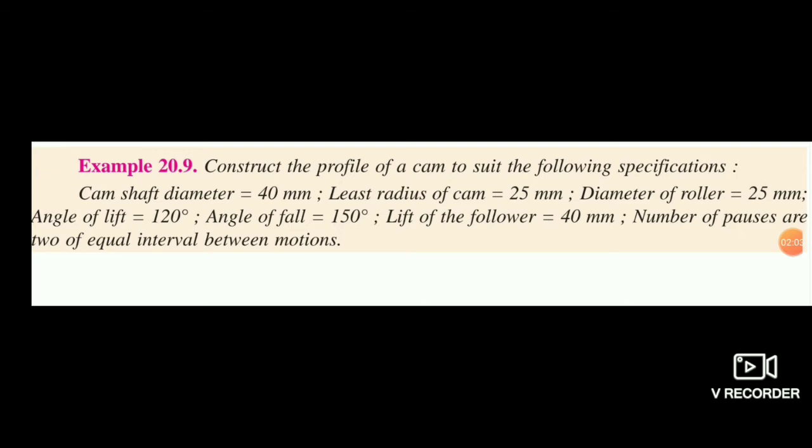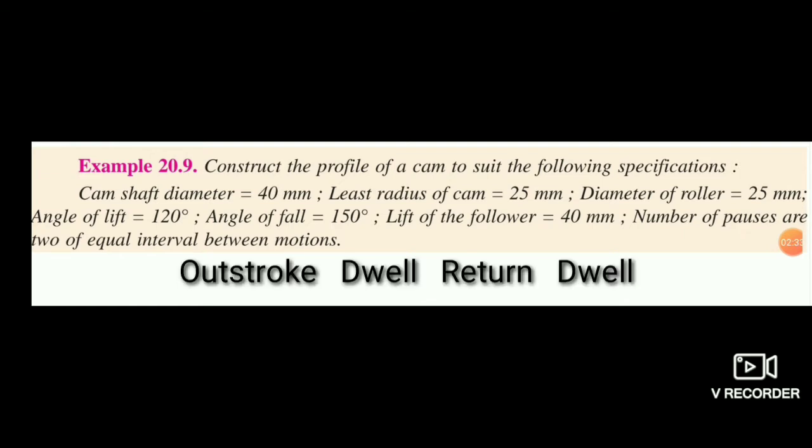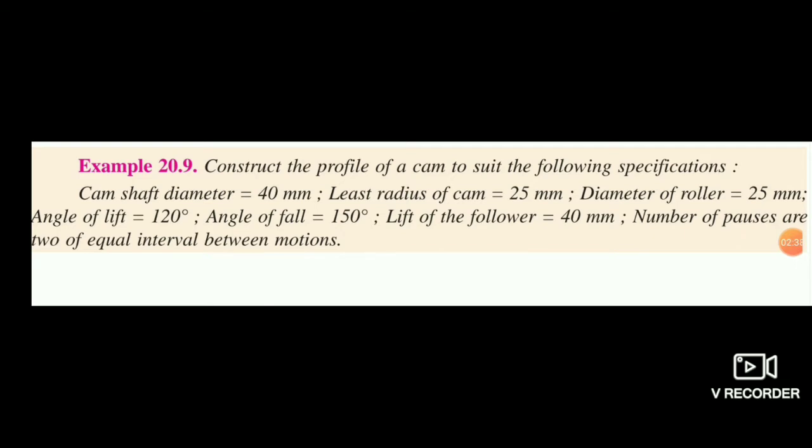Then one more thing is given: number of pauses is 2, of equal intervals between the motions. So you have two motions, lift and fall. Number of pauses means the dwell period. Pause means the place where you don't have any rise or fall. That happens two times between the lift and the fall. First you have lift, then dwell, then fall, and again dwell. Here angle of lift is 120 degree and angle of fall is 150, so total 270 degree.